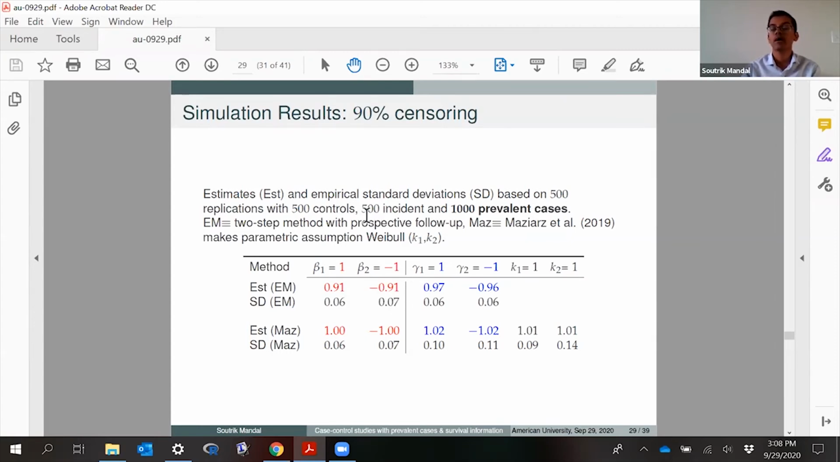We also did simulations by increasing the number of incident cases, and we still see improvement in terms of bias. However, I wanted to show you the more realistic setup of adding more prevalent cases, because in real scenarios, you may not be able to go out and get more incident cases, but you may be able to go and get data on more prevalent cases. So this is a more realistic scenario, and we see that the bias is going down.